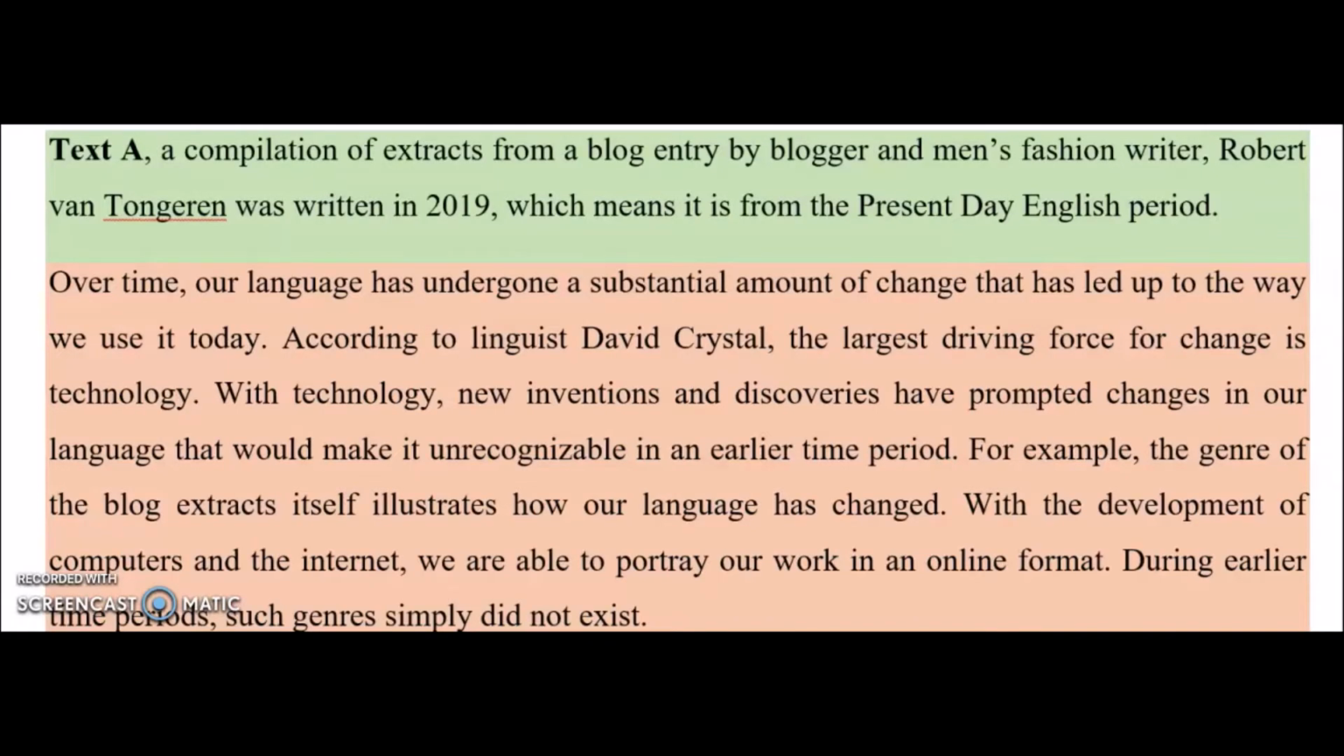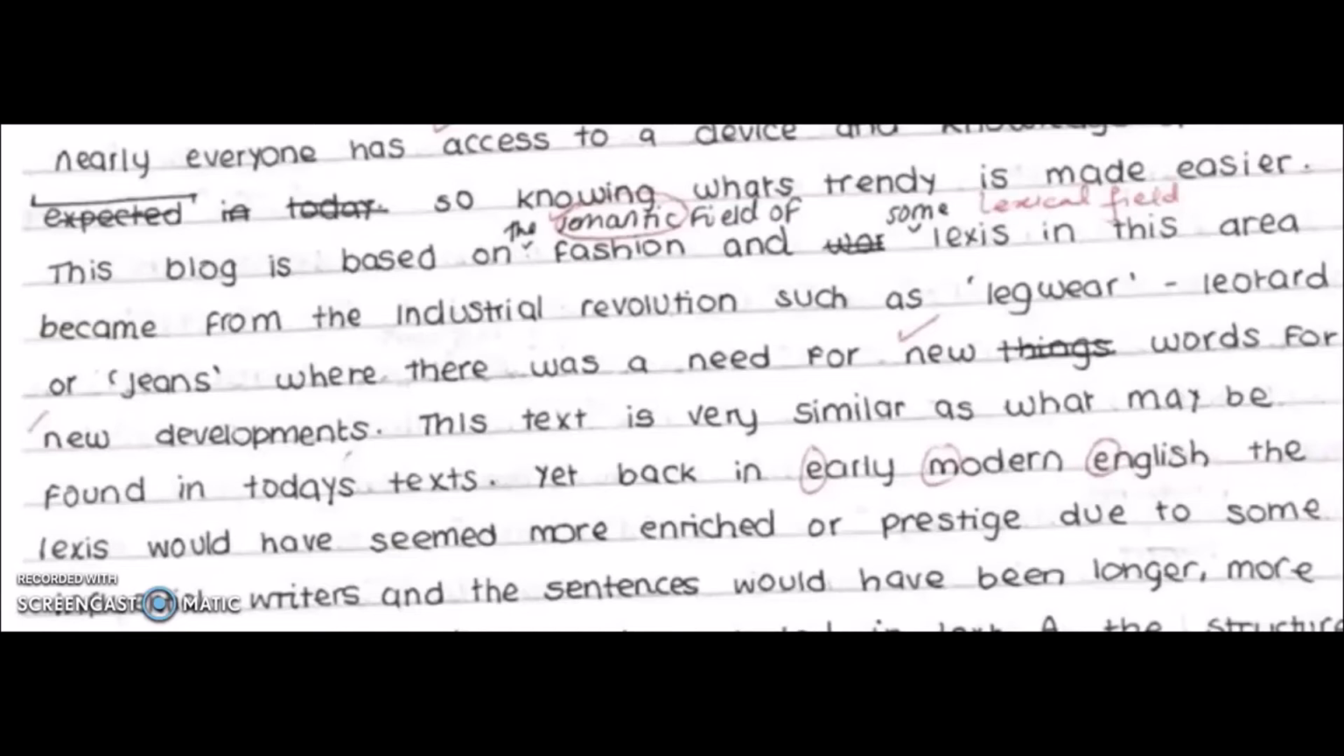You can also start your first paragraph with an introduction like: text A is an extract from a blog entry, and who wrote it, that is Robert Van Tongeren, and when it was written. Then you're giving some background to what has caused language change. For example, you're talking about the lexical field used in this blog entry. This blog is based on the lexical field of fashion and some lexes in this area from the Industrial Revolution, such as legwear, jeans, where there was a need for new words, for new developments.